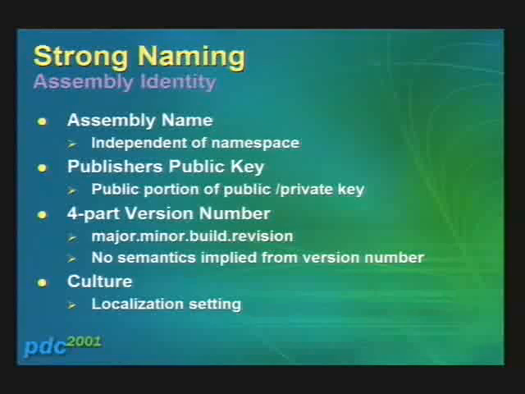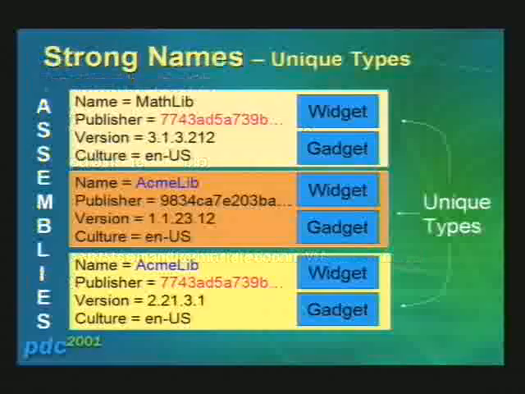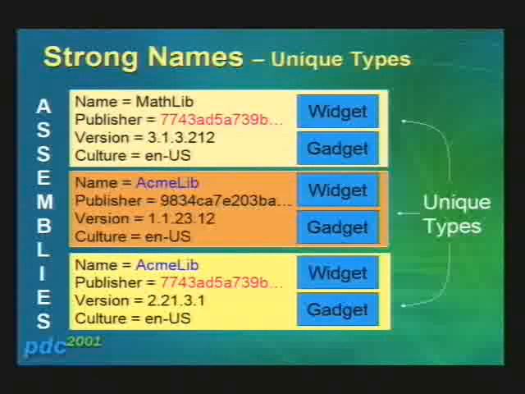And it also contains a culture, typically for resource assemblies that contain information that can be localized. You can also have a culture within your assembly to say this is the Spanish version as opposed to the English version. So using that publisher key and that name and version and culture, we're able to uniquely identify assemblies. So we can have a variety of assemblies installed on a user's machine, all containing types with the same names. And that assembly identity is really what allows us to uniquely identify the specific types.